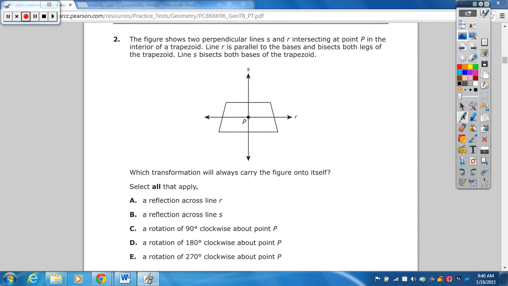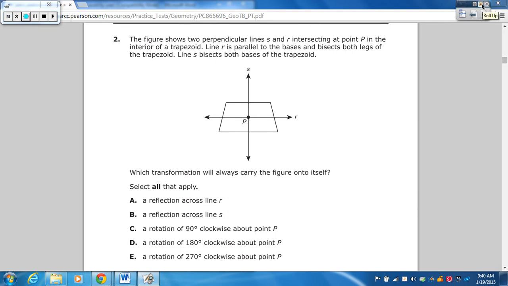Okay. Number 2 has to do with transformations. Let me just read it here real quickly. The figure shows 2 perpendicular lines, S and R, intersecting at point P on the interior of the trapezoid. Line R is parallel to the bases, so this one is parallel to the bases. The terminology you need to know for this is a trapezoid, so these will be the bases, and these 2 non-parallel sides will be the legs.